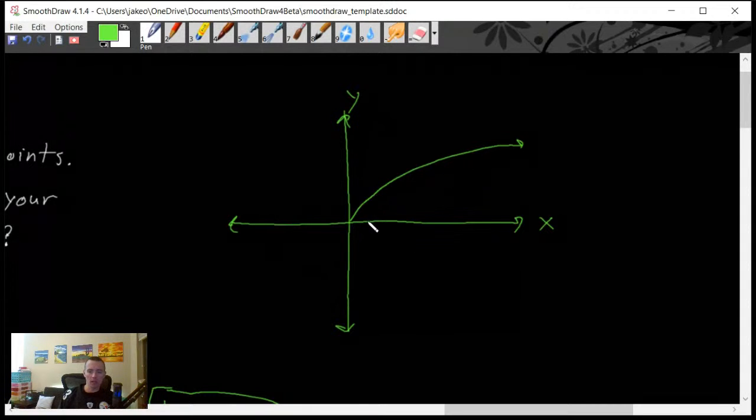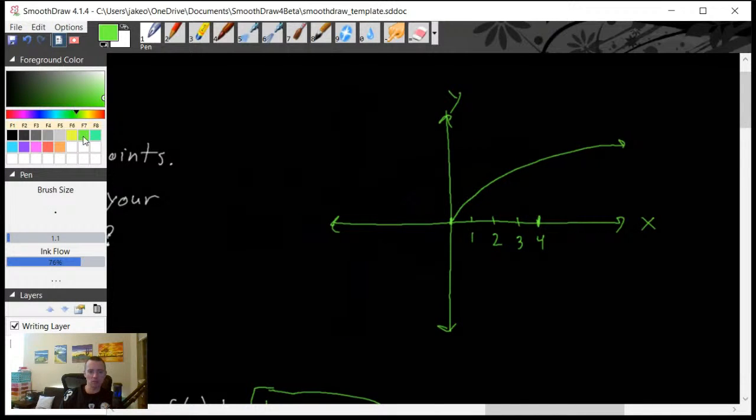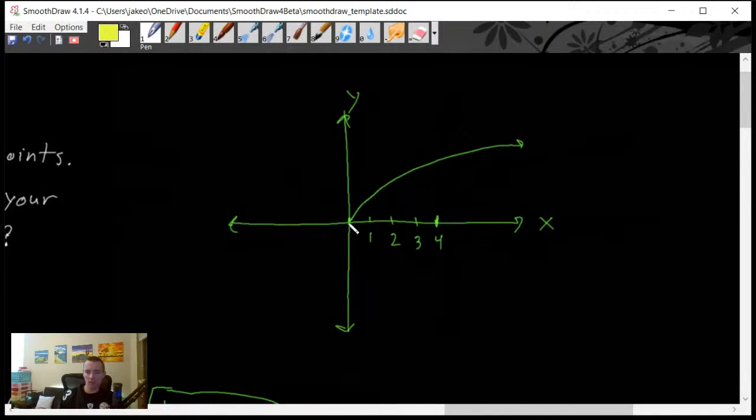And we are looking at the area from 0 to 4. So basically, we're looking at the area from here to here. So this kind of gives us the edges or the endpoints of the area that we're trying to estimate.